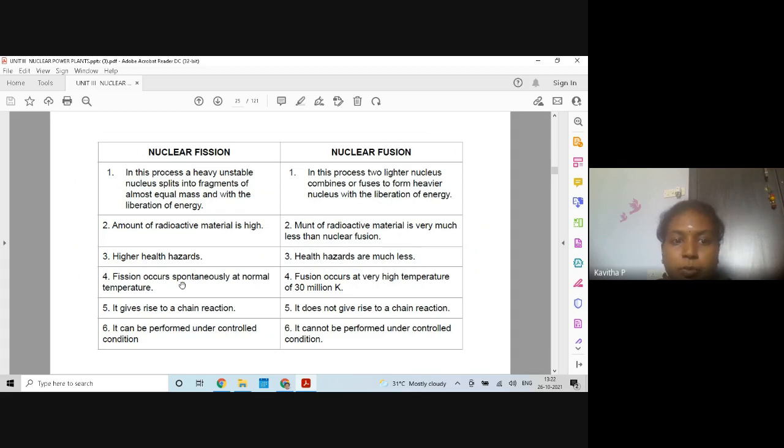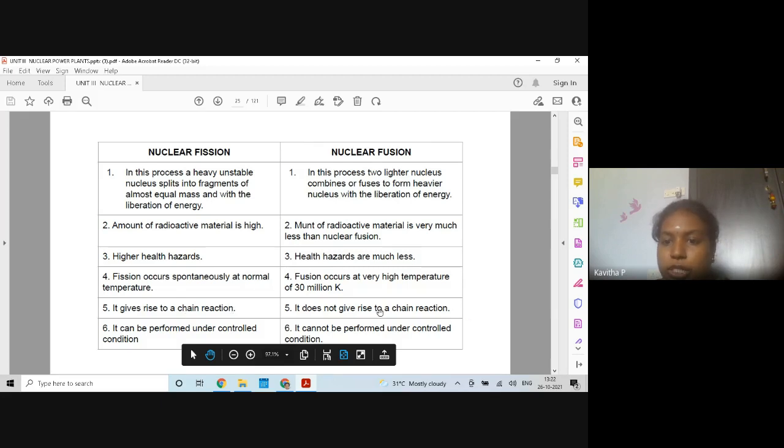And fission occurs spontaneously at room temperature, whereas fusion occurs at a very high temperature of 30 million Kelvin. Fission is a chain reaction, whereas fusion is not a chain reaction. Fission can be performed under controlled conditions, and fusion is not usually performed under controlled conditions.